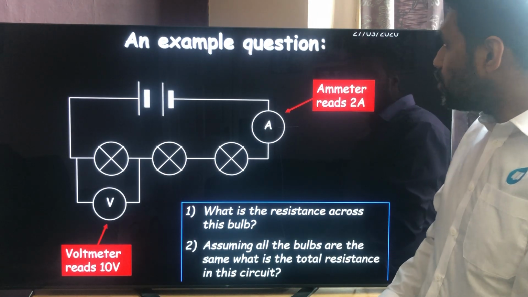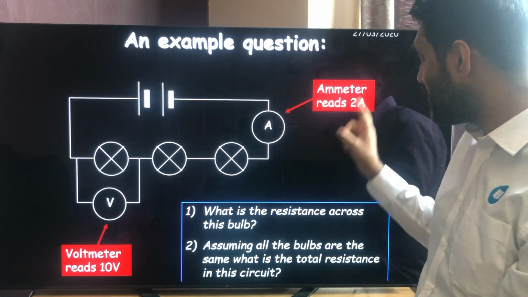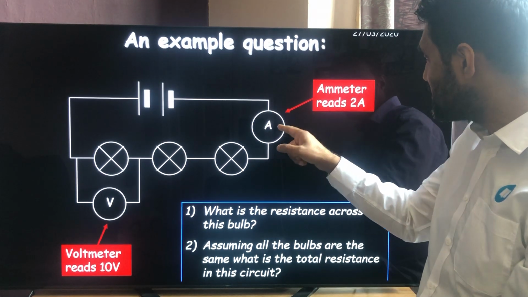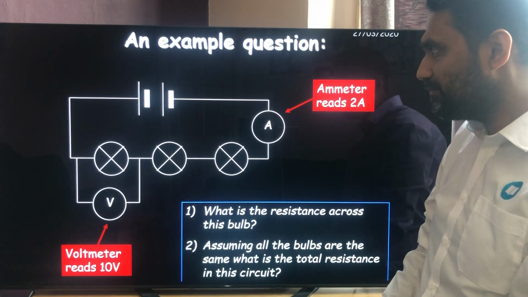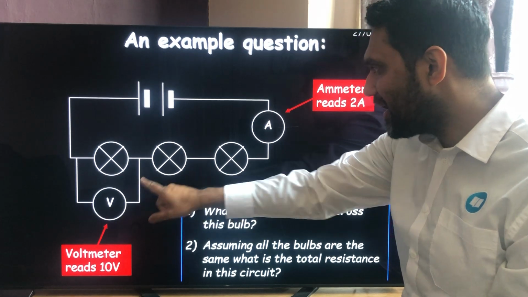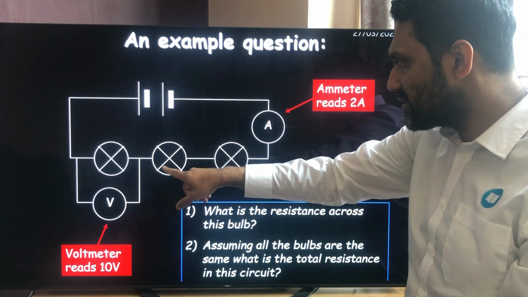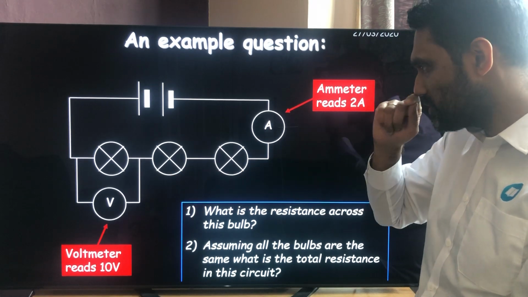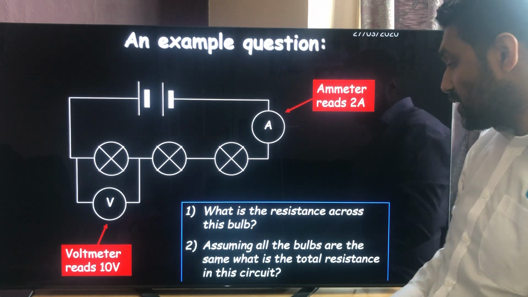Okay, using Ohm's law then. Using Ohm's law, can I calculate this question? Right, so if I've got an ammeter, this is a series circuit then. I've got an ammeter measuring 2 amps there. I've got a voltmeter reading 10 volts there. Well, if that's reading 10 volts, and these are equal bulbs, that means that must be reading 10 volts. That must be reading 10 volts. That means the entire thing must be reading 30 volts.